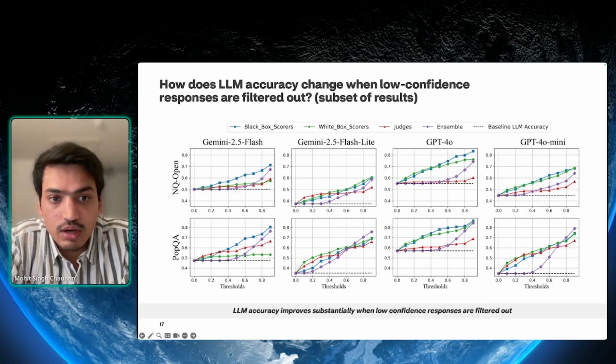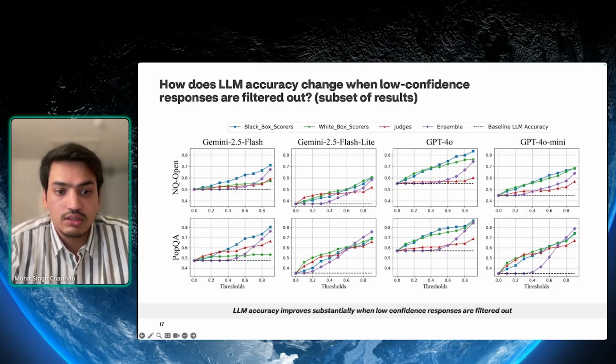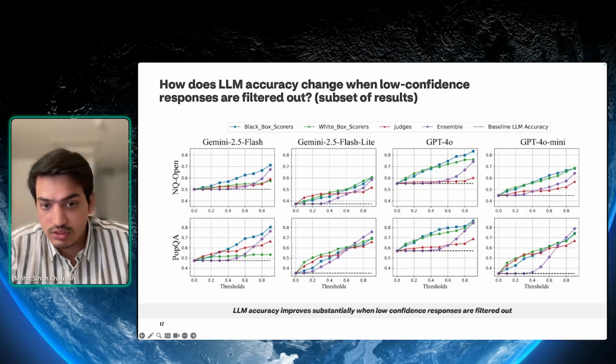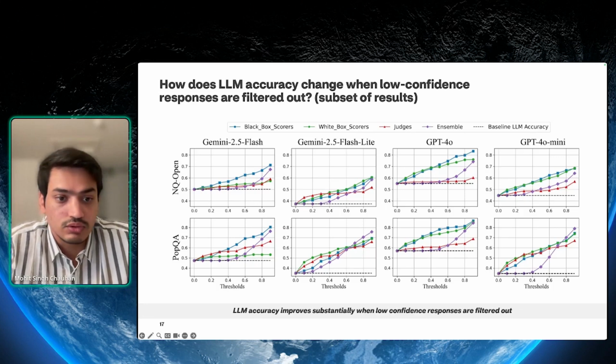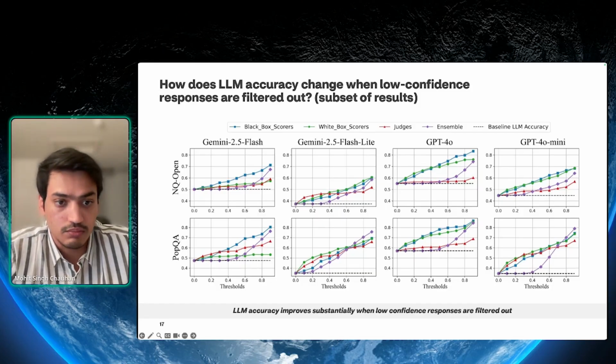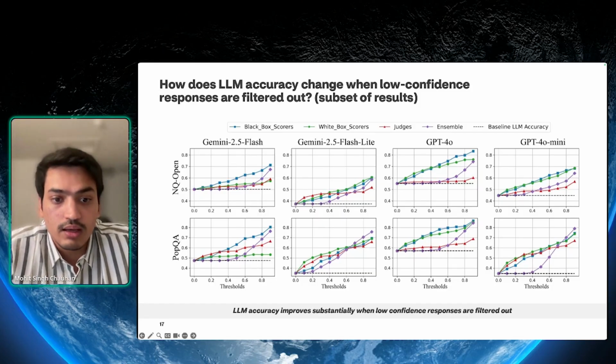So let's look into how the LLM accuracy changes. Here, if you see the x-axis, it has threshold, which is the cutoff confidence score. Basically, below that confidence score, we will remove those responses. And on the y-axis, we have filtered LLM accuracy. And you can see the different benchmarks and the LLM that has been used to generate the responses.